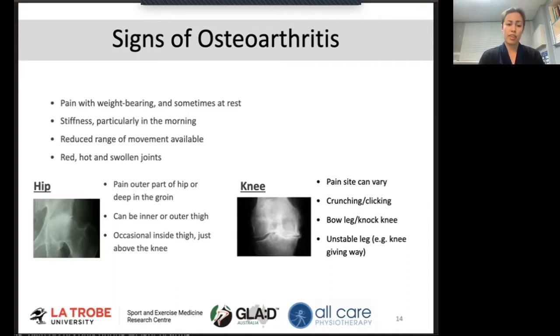With your hip, you will often get pain in the outer part of your hip or deep in your groin, and it can be your inner or your outer thigh. Occasionally, pain can be just in the thigh, on the inner thigh, just above the knee. With your knee osteoarthritis, your pain can vary. It can be the front, back, the side, anywhere on your knee. You will often get crunching or clicking, particularly when you're bending down or going up and down stairs. You can start to get a bit of a bow-legged or a knock-kneed deformity, and your knee can start to feel unstable as well after a while.